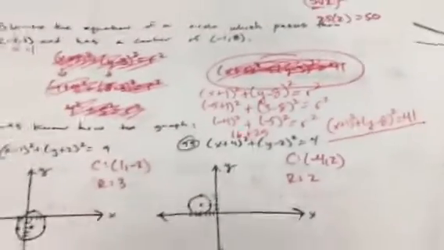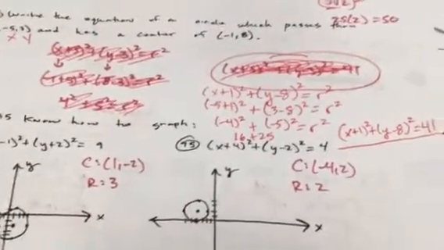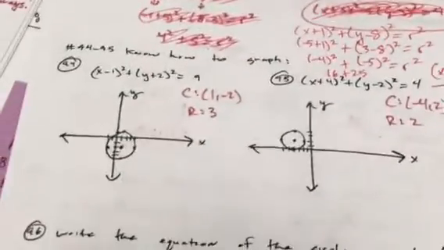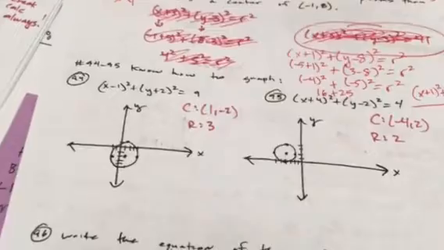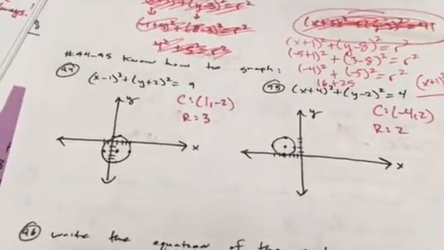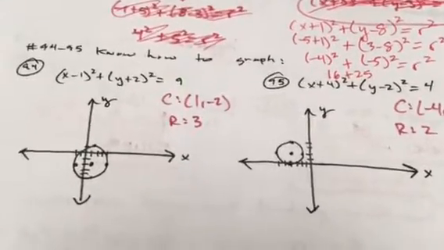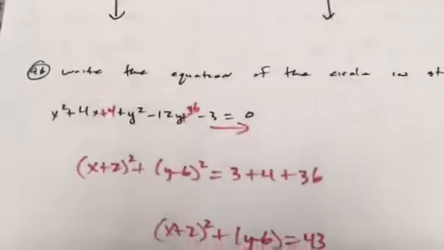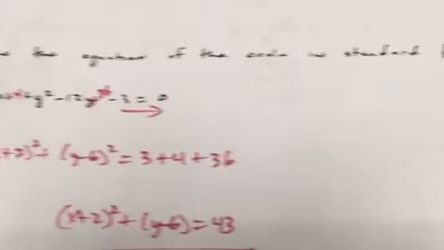All right, you should get the same radius squared because you're still putting together the same 2 numbers, but your center is definitely different. All right, so know how to graph those. You can find the center and the radius and just plot them. You actually have graphs on Monday and on your final. And then write the equation of the circle in standard form.